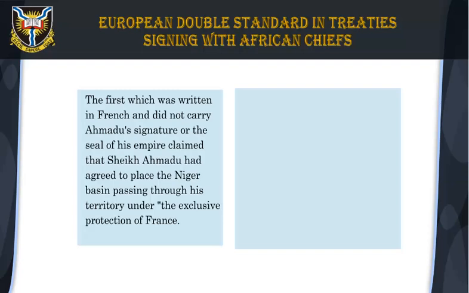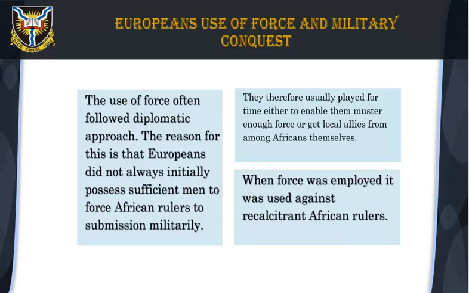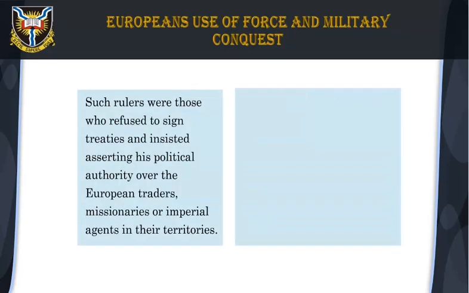exclusive protection of France. The use of force often followed the diplomatic approach. The reason for this is that Europeans did not always initially possess sufficient men to force African rulers to submission militarily. They therefore usually played for time, either to enable them to muster enough force or to get local allies from among Africans themselves. When force was employed, it was used against recalcitrant African rulers. Such rulers were those who refused to sign treaties and insisted on asserting their political authority over the European traders, missionaries, or imperial agents in their territories.